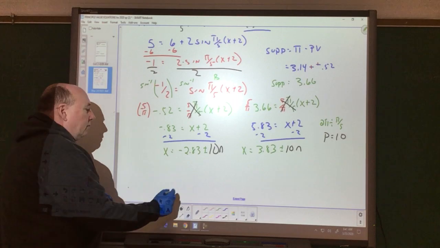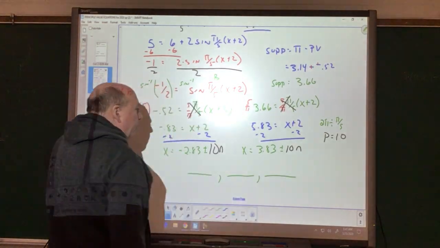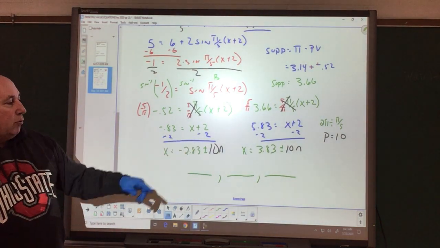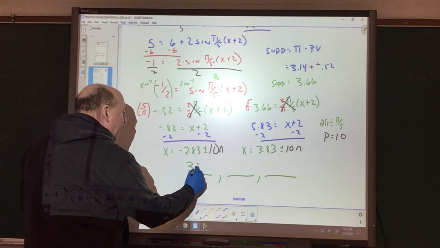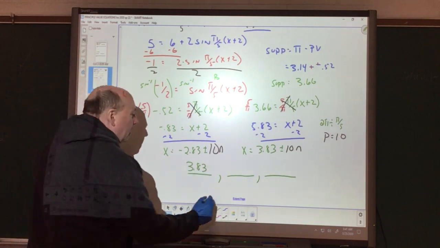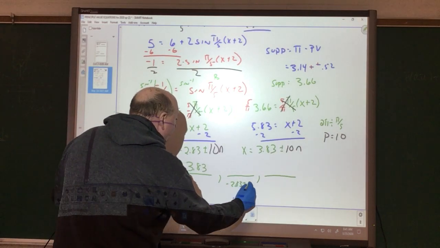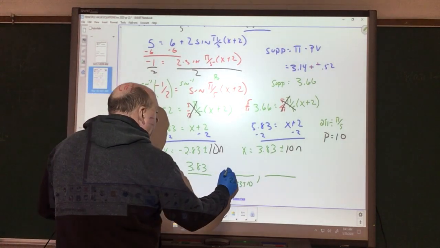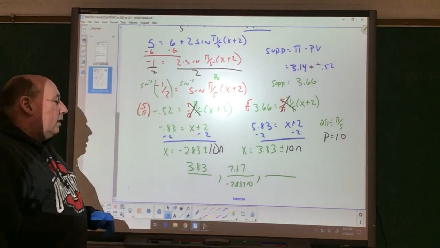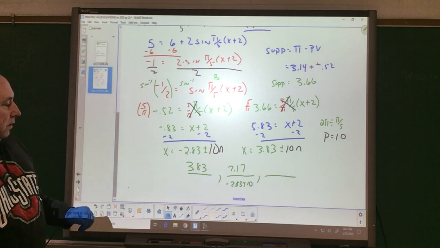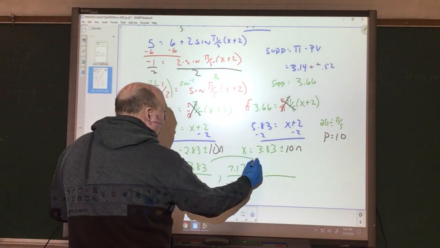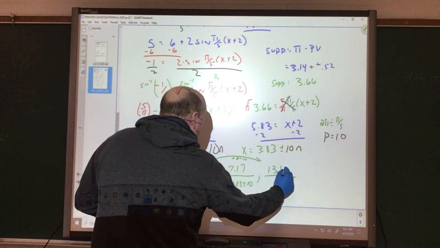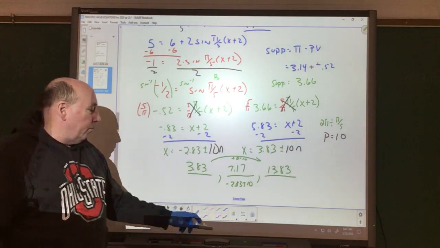So first, 3 positives. This one's negative. I've added 10 to it. It gives me a bigger number than 3.83. So our first number is 3.83. Then we have negative 2.83 plus 10. So that gives me 7.17 is our second value. And then we play leapfrog, go from 1 to 3, we add the period, which is 10, so we have 13.83 as our third value.